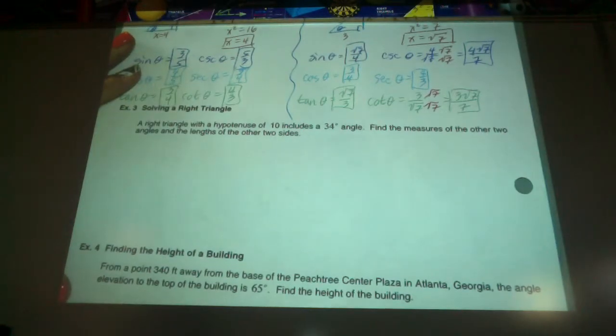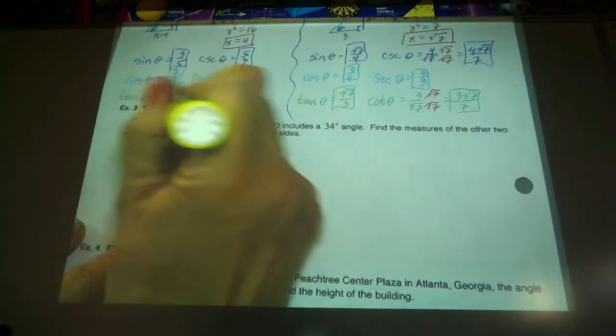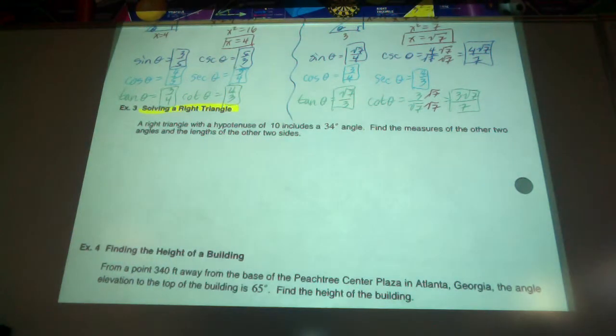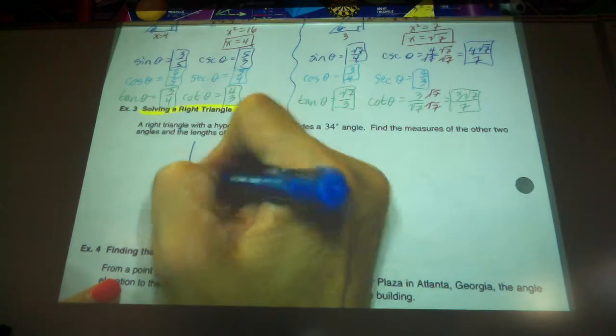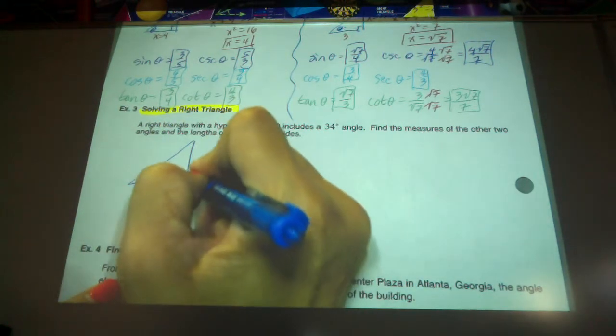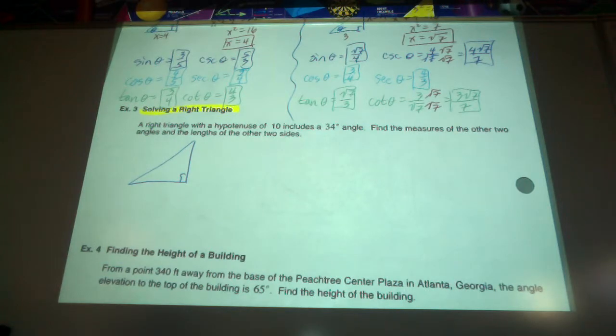Then we're going to solve our right triangles. When the directions say to solve a right triangle, you are finding all 6 pieces to that right triangle. Right triangles have 3 angles and 3 sides. You're finding the measures of all those pieces. And so I'm going to draw a picture of what they are describing if they have not given me a picture. And then I'm going to find what's missing.